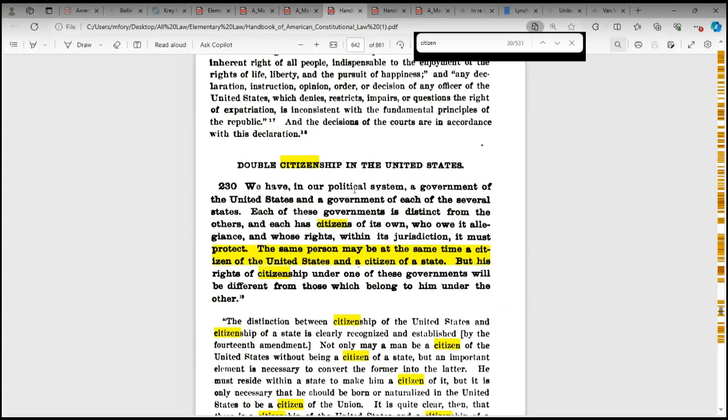Double citizenship in the United States, Section 230. We have in our political system a government of the United States and a government of each of the several states. Each of these governments is distinct from the other, and each has citizens of its own who owe its allegiance and whose rights within its jurisdiction it must protect. The same person may be at the same time a citizen of the United States and a citizen of a state, but his rights of citizenship under one of these governments will be different from those which belong to him under the other.